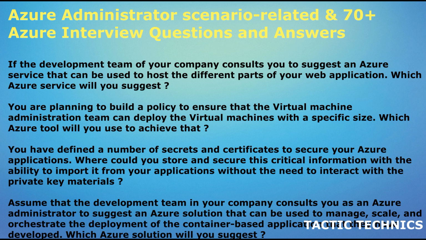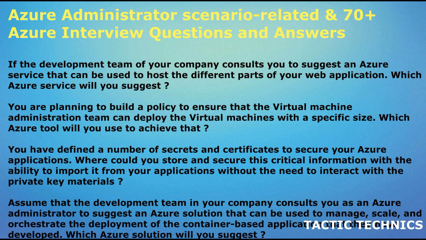Azure Kubernetes. In order to increase the availability of your company applications, you are requested to find a solution that can be used to distribute the traffic to your backend Azure virtual machines based on the attributes of the HTTP request received from the clients. Which Azure solution will you use to achieve that?